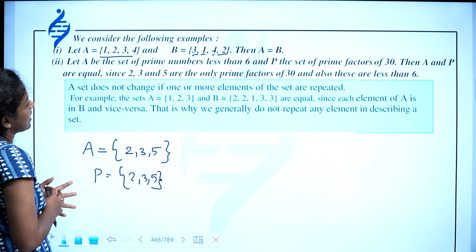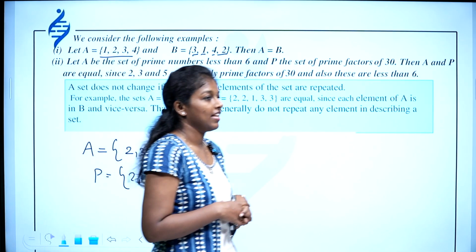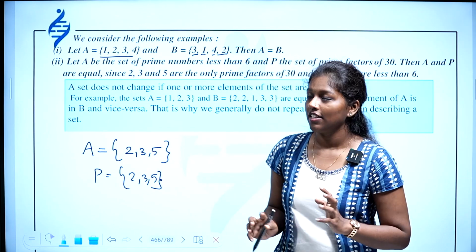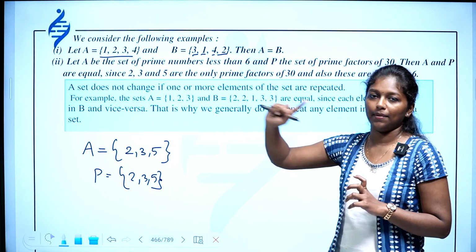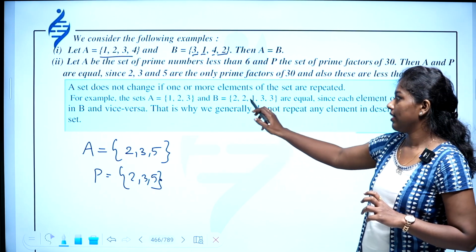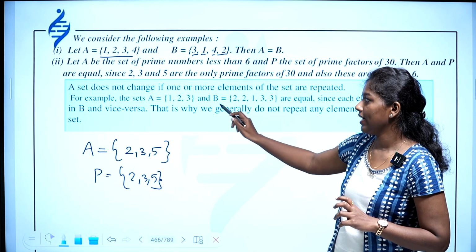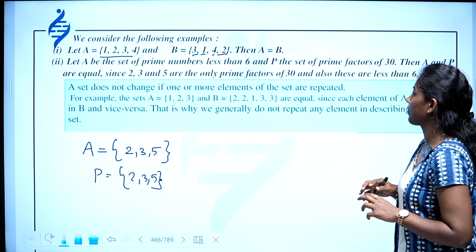Then a set does not change if one or more elements of the set are repeated. Okay, so we have learned that in a set we should not repeat the elements. So if an element is repeated, this is the same as A. So 2, 1, 3 are the elements in our set B and our A also has 3 elements 1, 2, 3.